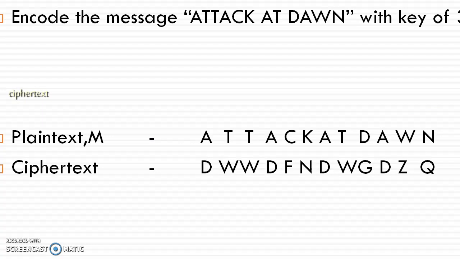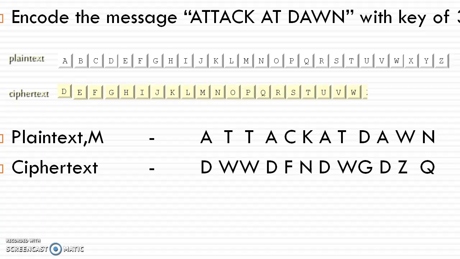The first example is encode the message attack at dawn with a key of 3. That means you have to encrypt your message attack at dawn with a shift of 3 places. The first thing you have to do is find the ciphertext letters for each plain text character. That is, you have the plain text characters A to Z and you have to find the corresponding ciphertext characters for all these plain text letters after shifting it 3 places.